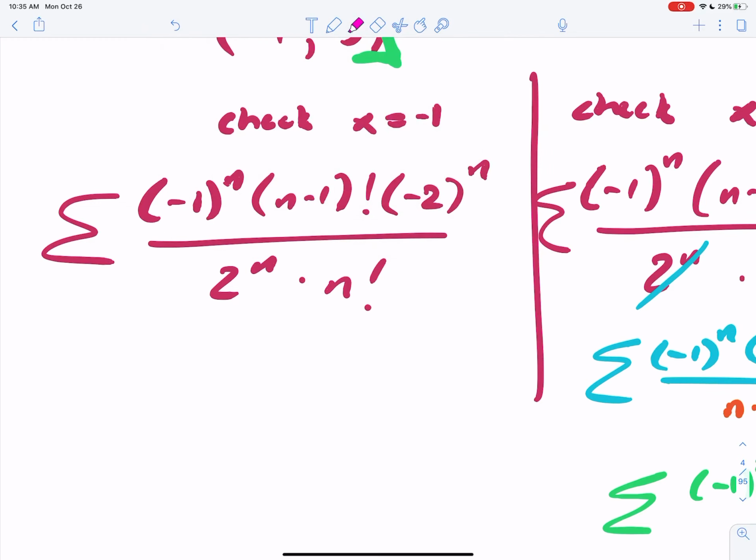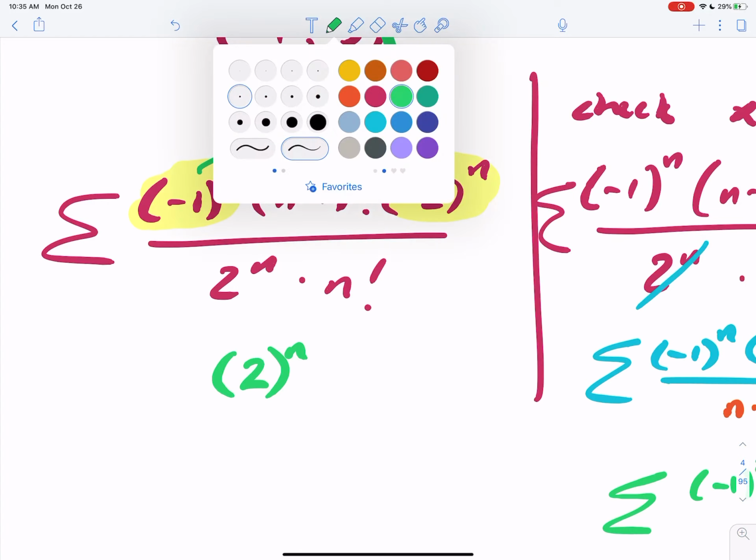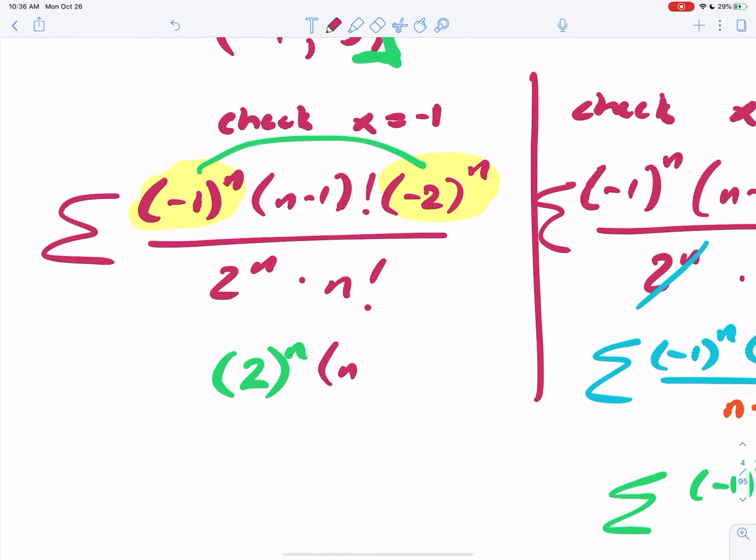Now, if you take a look at -1 to the n and -2 to the n, they both share the same power. So what you can do is multiply those two together. -1 times -2 is just +2 to the n power. Everything else remains the same.